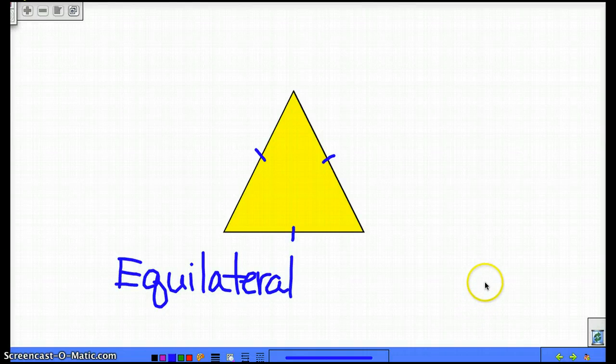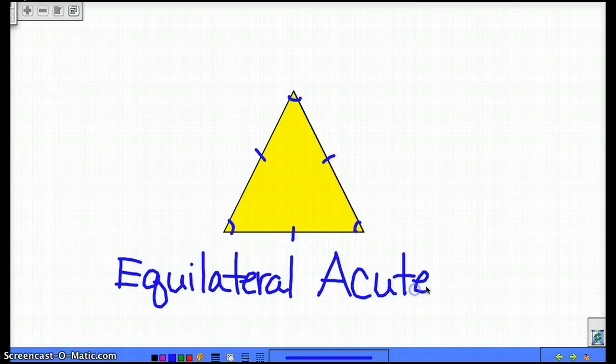We know the last name's triangle. We'll take a look at the angles. If you have one right angle, we would call it an equilateral right. Do you see a right? Nope. So then I always look to see, do I have an obtuse? Because if there is one obtuse angle, we would call this an equilateral obtuse. There is no obtuse. And if you look at all three angles, this one is acute, this one is acute, and this one is acute. So this particular triangle would be called an equilateral acute triangle.